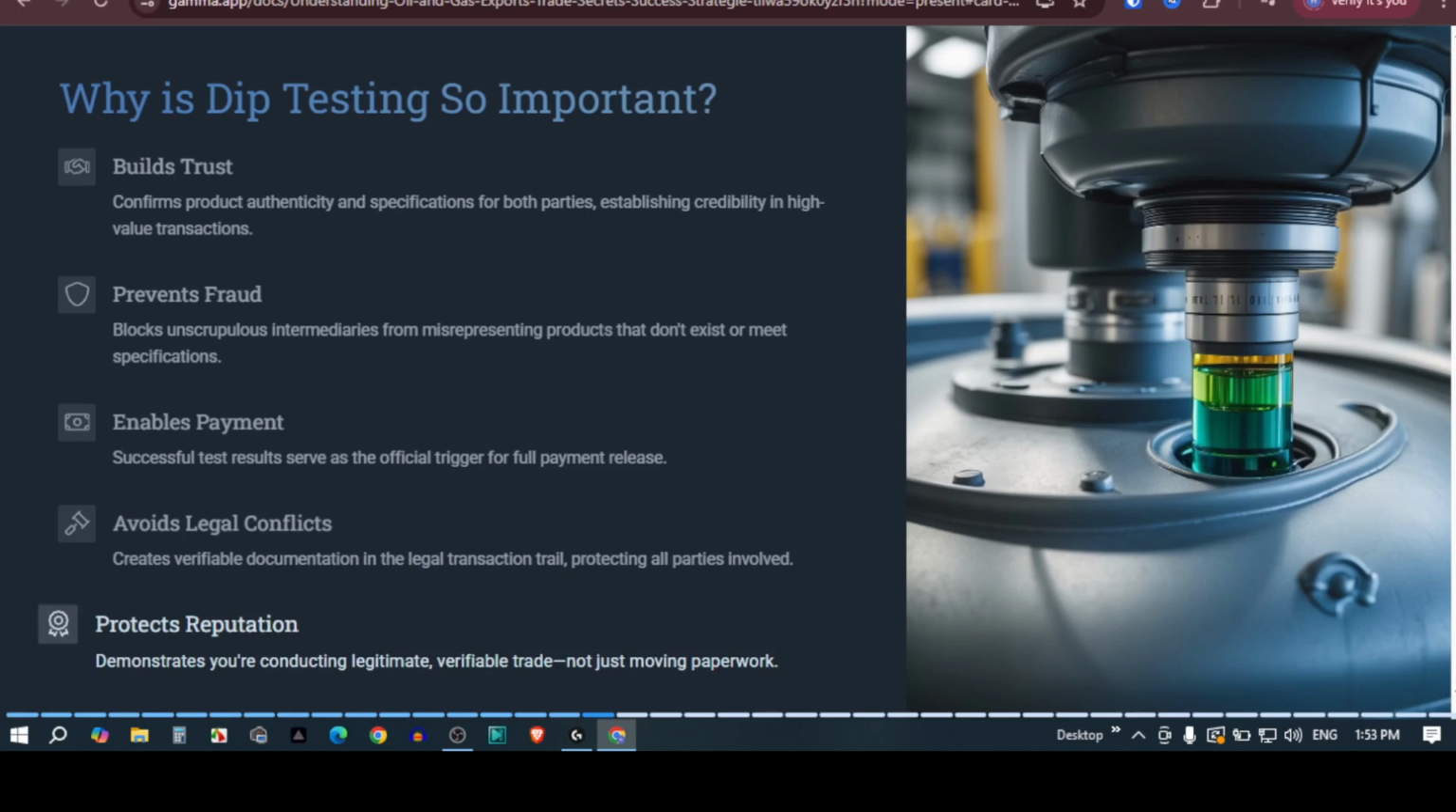It protects reputation. Conducting or requiring a proper dip test shows you are involved in real verifiable trade, not just circulating papers all over the internet or somewhere else. It reinforces your credibility in a high stakes global industry.